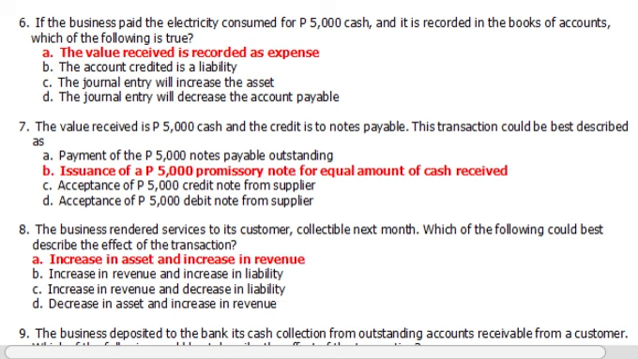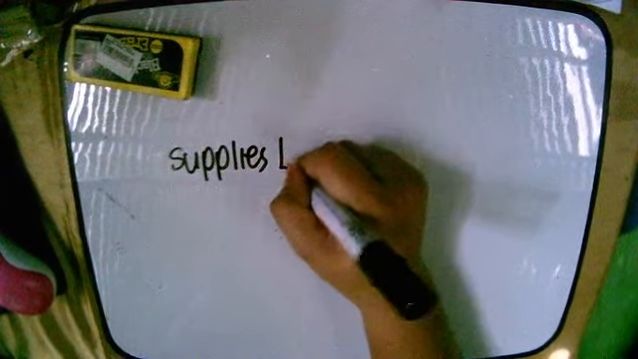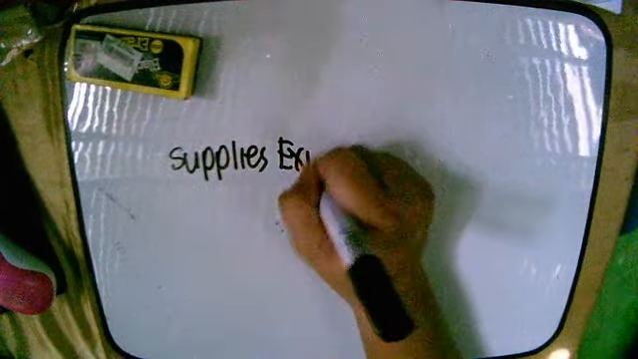Number 10, the business consumed 1,000 of its supplies stocked in the storeroom. Which of the following could best describe the effect of the transaction? So kapag sinabing supplies, that is an asset. Sabi daw, nagamit na natin, na-consume na natin yung ating supplies. So kung na-consume na natin, ang magiging entry natin para dito is, debit tayo ng supplies expense and mag-credit tayo ng supplies.